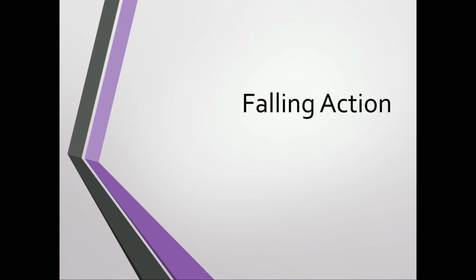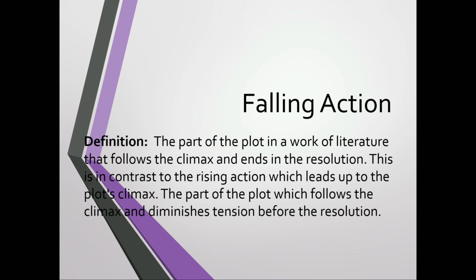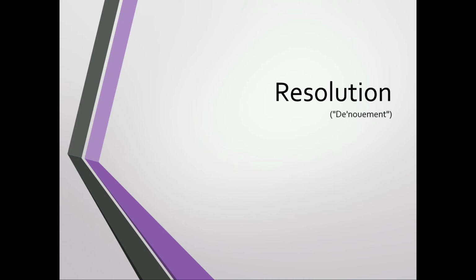What is meant by falling action? Falling action is a part of the plot in a work of literature that follows the climax and ends in the resolution. This is in contrast to the rising action, which leads up to the plot's climax. It is the part of the plot which follows the climax and diminishes the tension before the resolution. So it is very important. It comes after the climax and ends in the resolution.